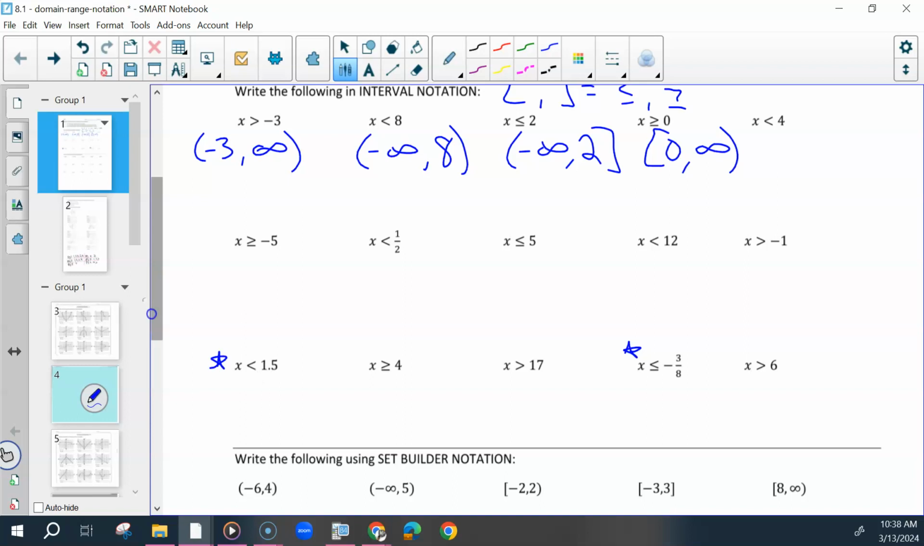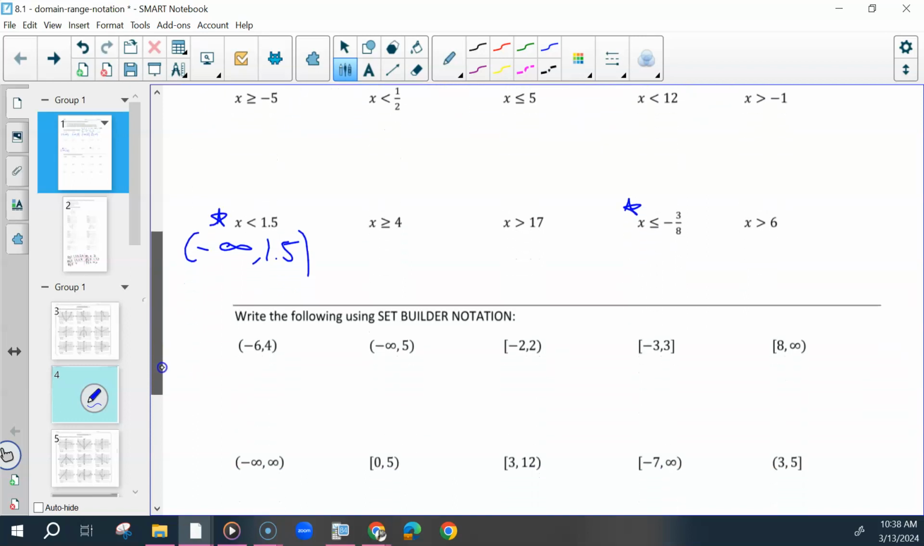So everything below or less than 1.5 is going to start at negative infinity, and then end at 1.5. Would that be parenthesis or bracket? Parenthesis, because it doesn't have the equal to. Okay. What about the other one? x is less than or equal to negative 3/8. Where would that start? That's where it would end. Is it similar to this one? Negative infinity. And then it ends at negative 3/8, parenthesis or bracket.